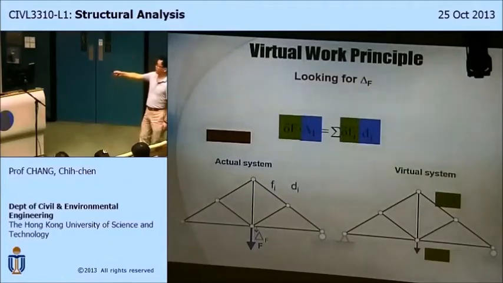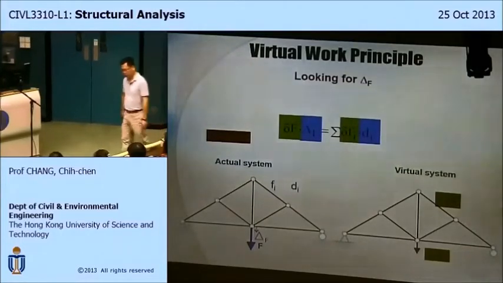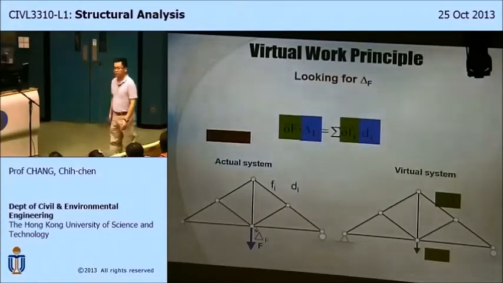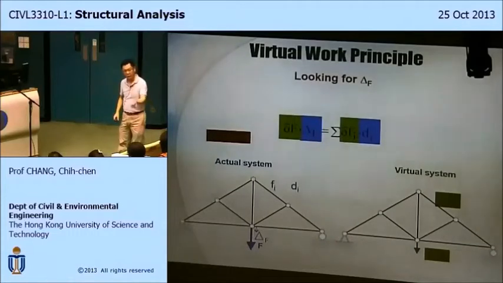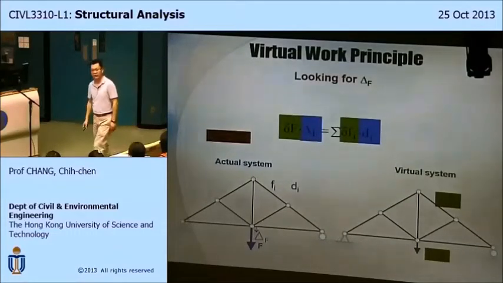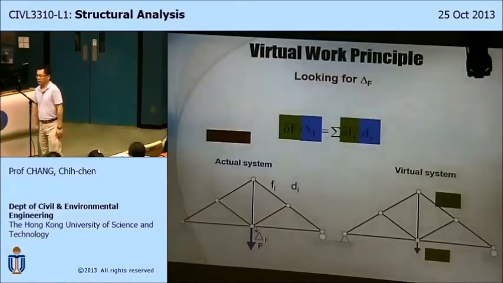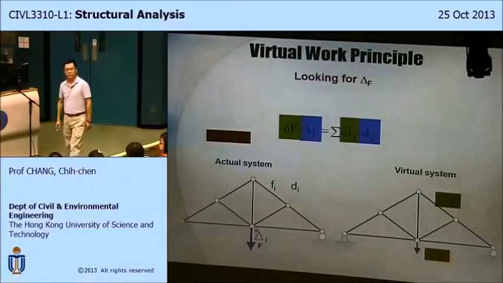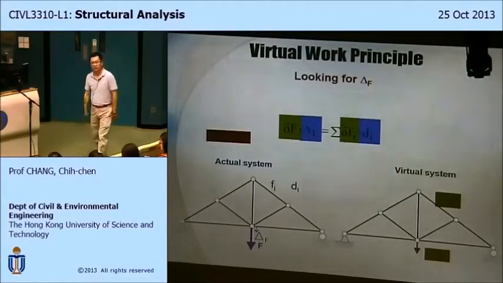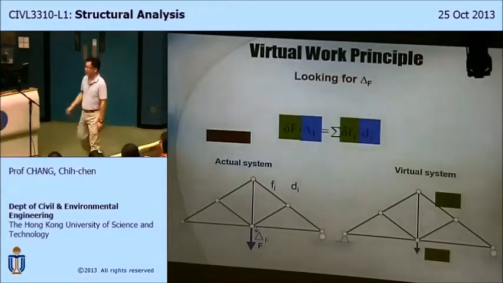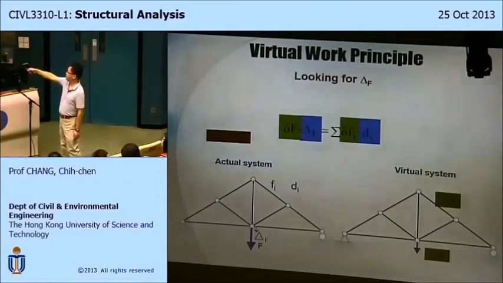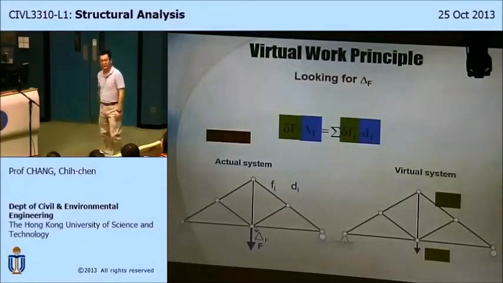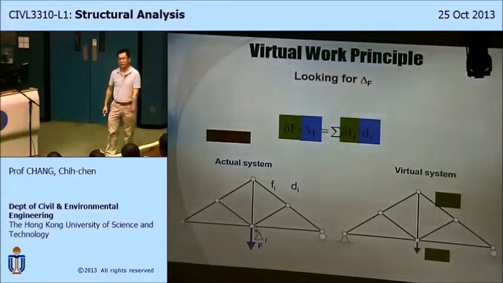And you do it again on the so-called virtual loading system. It's the same structure, but under virtual loads. It depends on what you're looking for: you apply a virtual force corresponding to that particular deformation. Usually we apply a force with a magnitude of 1 to save the trouble of the analysis. The second analysis is also an equilibrium analysis, getting the internal forces due to the virtual force.